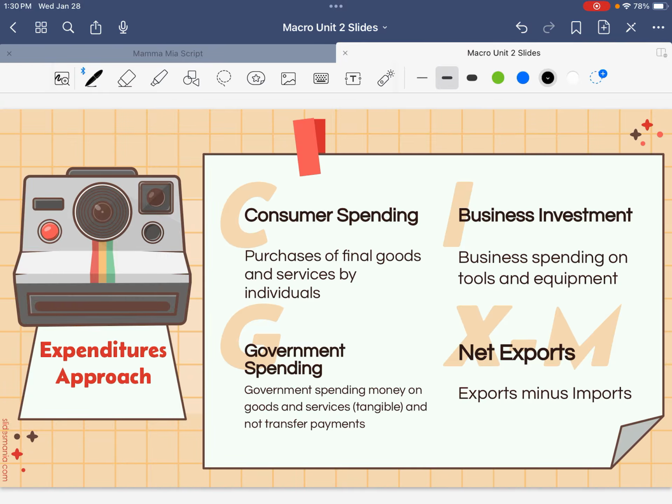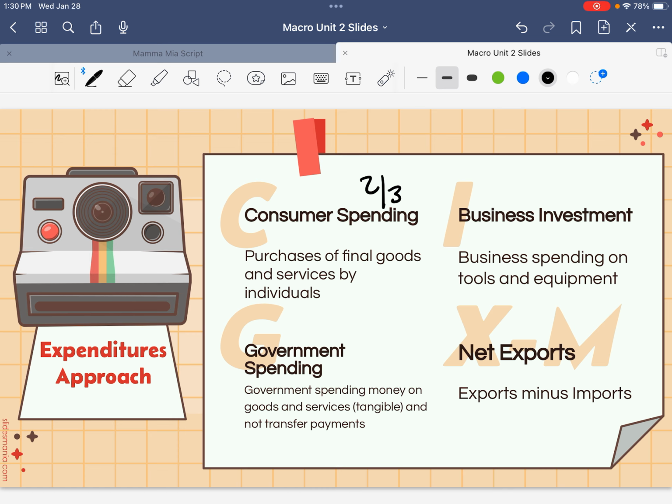So C is consumer spending. Consumer spending is when consumers like you and I purchase things that were made in America, because it has to be a final good made in America and it has to be new. And a lot of it ends up being services. So actually this is 2/3 of the economy, just Americans buying American stuff. So let me give you some examples.